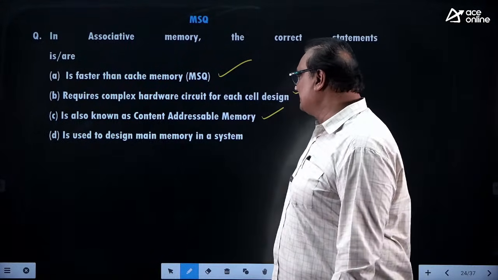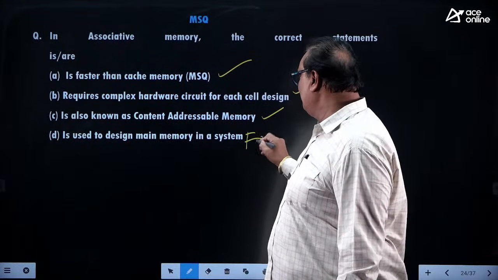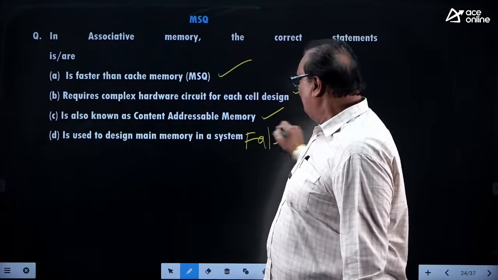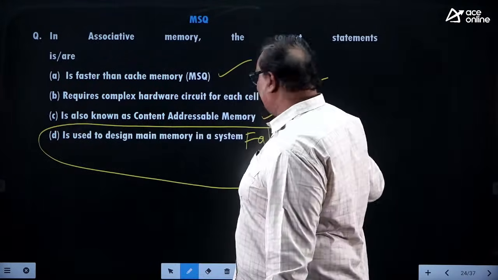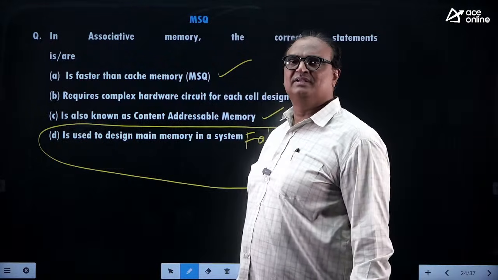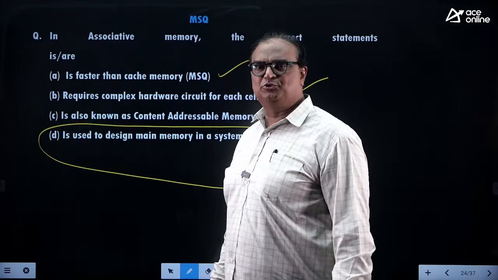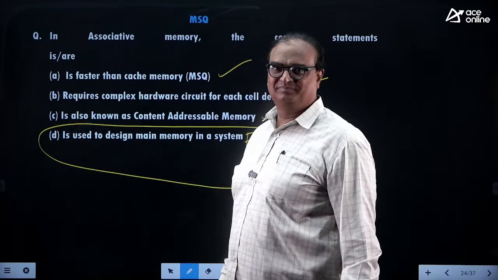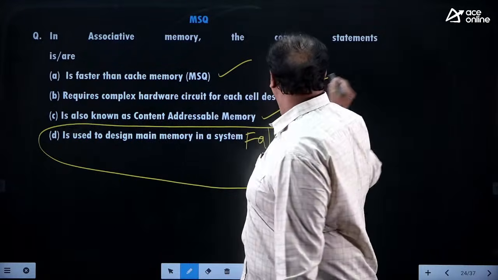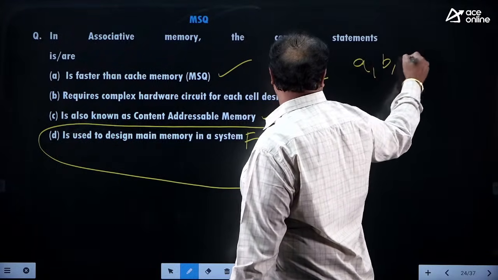Is it used to design main memory in a system? False, because generally main memory is designed with dynamic RAM. Content addressable memory is used to design tag memory in cache design. So that's why the correct options are A, B, C only.